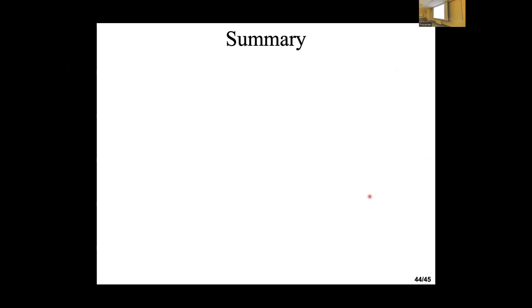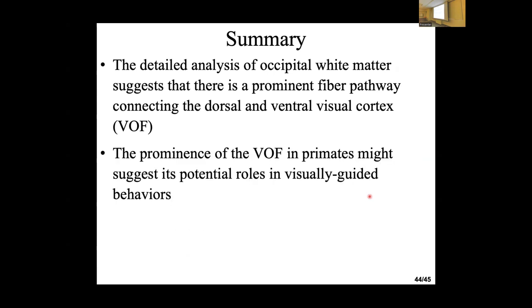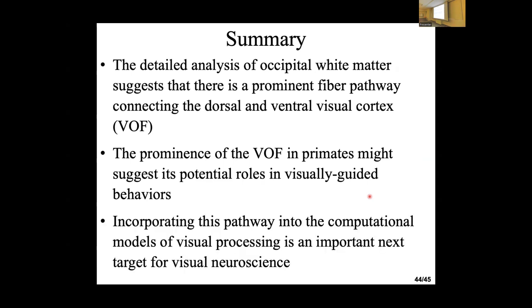I'm running short of time, so to wrap up: the detailed analysis of occipital white matter suggests there is a prominent fiber pathway connecting dorsal and ventral visual cortex, which we term BOF from the classical term. The prominence of this pathway in primates might suggest a potential role in visually guided behavior, which needs to be further tested in the future. Incorporating this pathway into computational models of visual processing is an important next target for visual neuroscience, because we don't want to be too complicated, but we need to go beyond overly simplistic models which ignore many important visual areas and pathways.